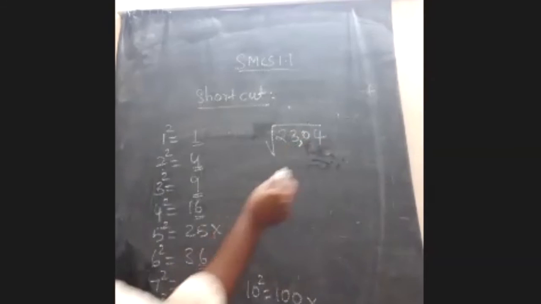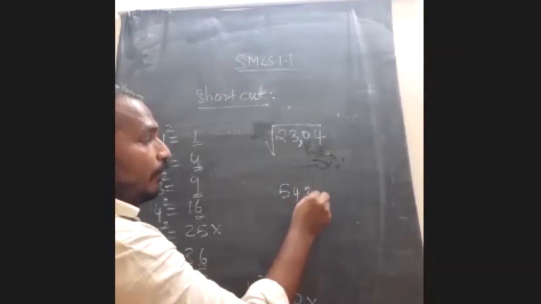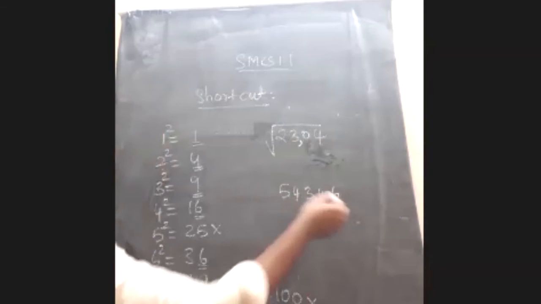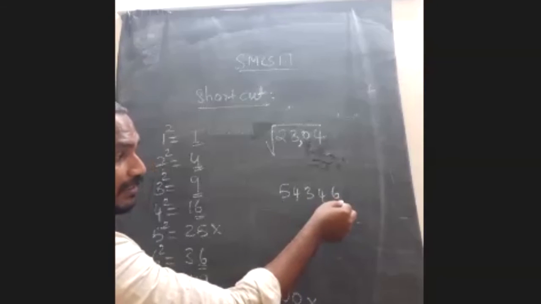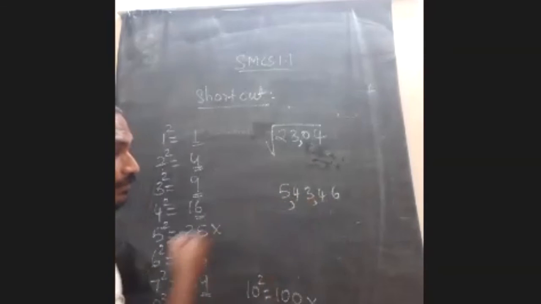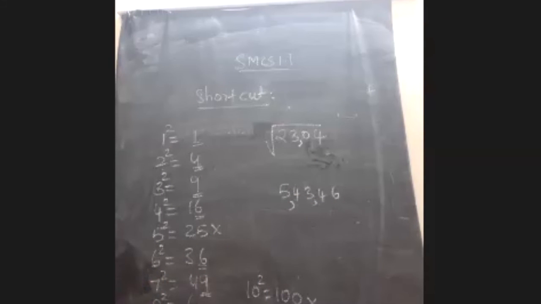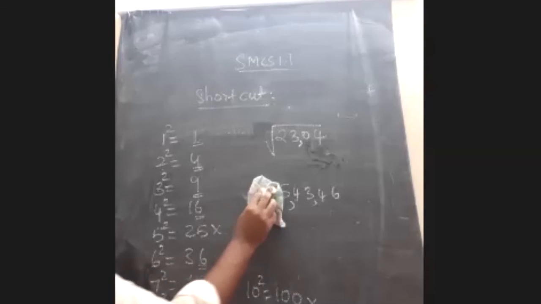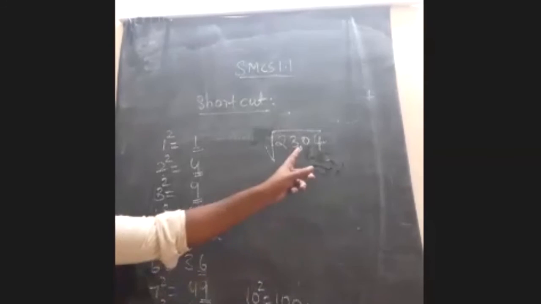Suppose it is a 5-digit number, 5, 4, 3, 4, 6. From the unit digit, you have to skip the first 2 digits. Here, comma. Again 2 digits, put a comma here. So this is step number 1: we have to put the comma.